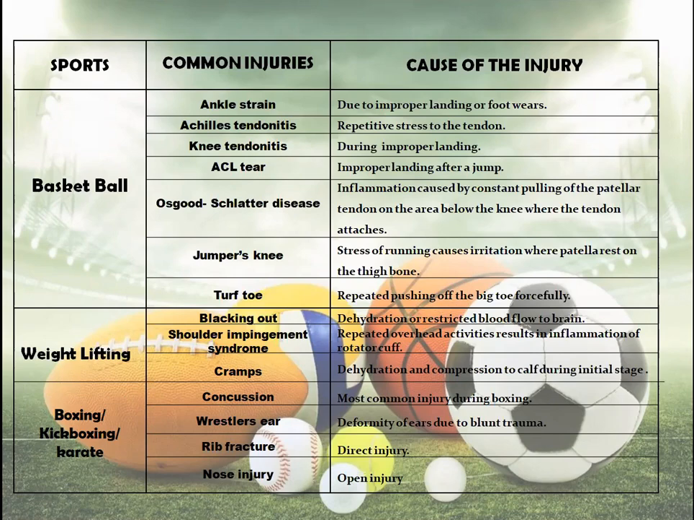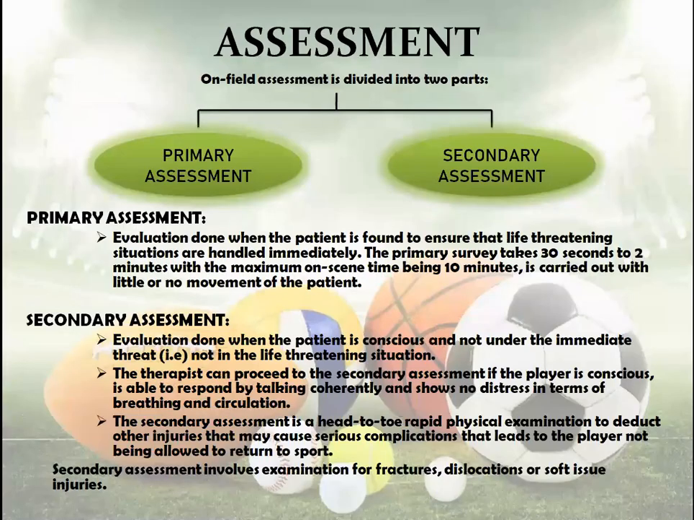Then comes the boxing. For boxing, concussion is very common due to a direct injury, rib fractures, and nose injuries. In boxing, the sports injuries are very fatal in nature. Assessment of on-field injury. The main aim of on-field assessment and management is to prevent major injuries and to provide primary care or immediate care to the injury.